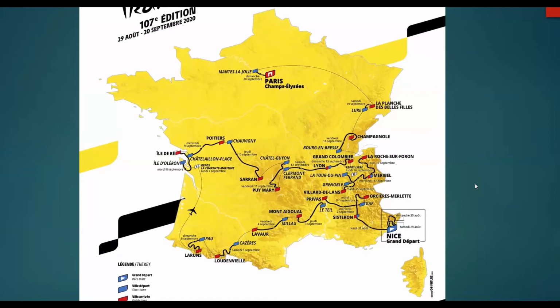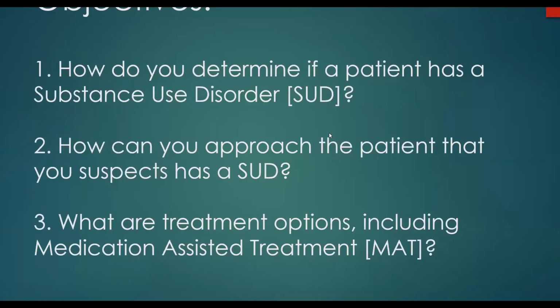The COVID has been deleterious, and I believe that Dr. Gupta mentioned how COVID has really devastated people that struggle with substance use disorders.